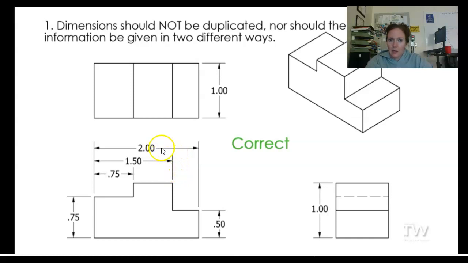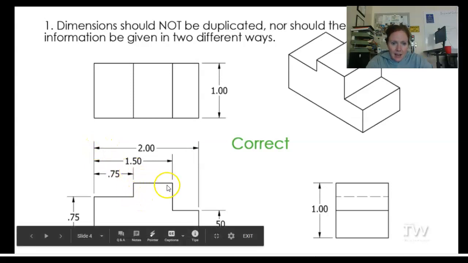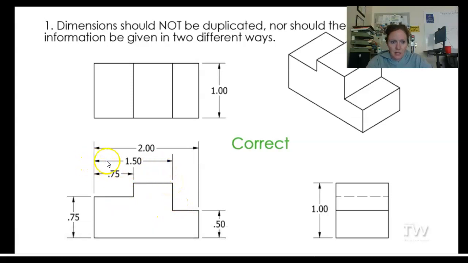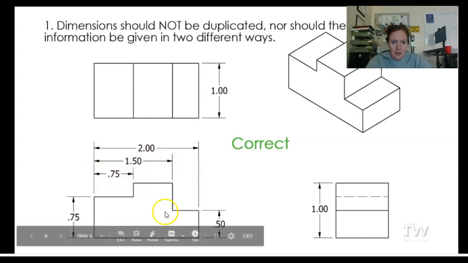Now, one thing I want to point out here, because we want to not duplicate anything or give information in two different ways. This measurement talks about the overall width, very important. But since I have these separate details here, I need to include a couple other measurements. So I've included this measurement, and I've also included this measurement. The important thing to notice here is that I did not include this one.